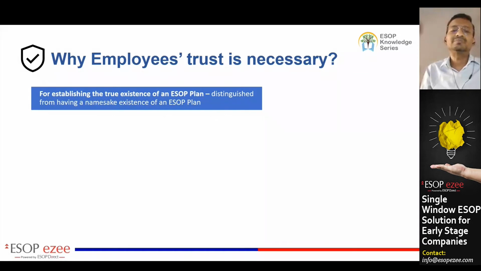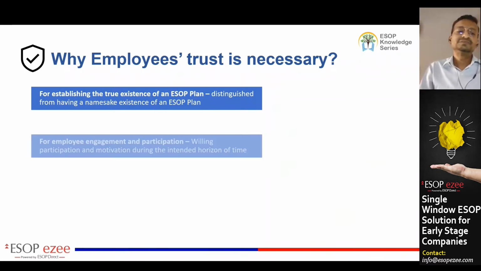So on pen and paper, there is an existence of an ESOP plan, but that is not reflecting in the employee behavior or elsewhere in the ecosystem. It is not reflecting whether they have a true ESOP plan or not. So what is important from the employees' trust point of view is that employees' trust brings the true existence of an ESOP plan, as distinguished from the namesake ESOP plan.